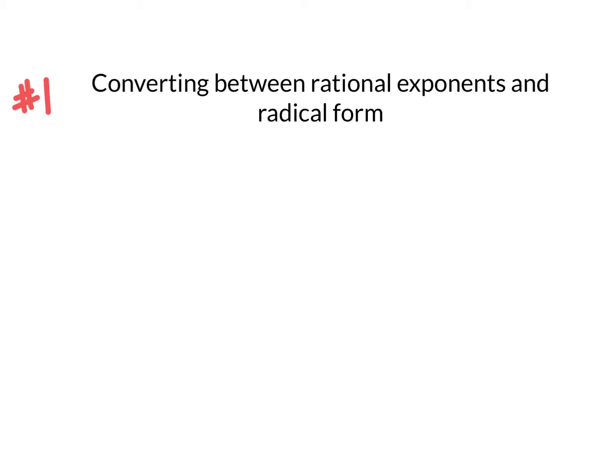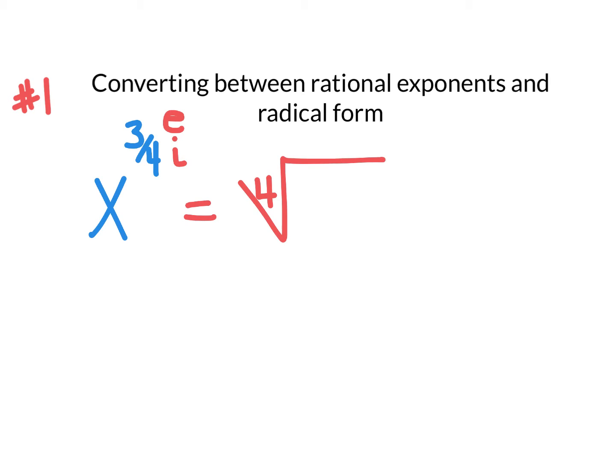The first topic on this quiz is converting between rational exponents, which is like x to the 3/4, and radical form. So in class, I told you exponent over index, E-I-E-I-O. So this is equivalent to, the index would be the 4th root of, keep the base the same, of x to the 3rd power.